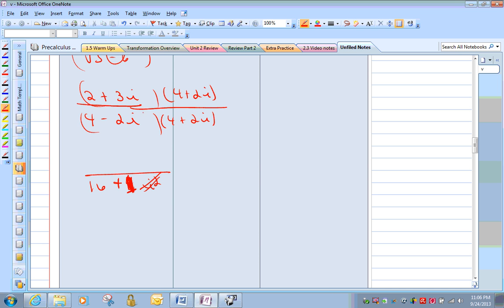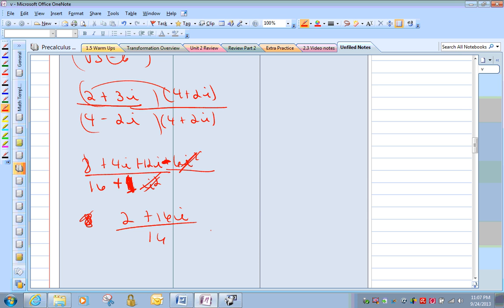Now, back at the top, we would have to FOIL. 2 times 4 is 8, and 2 times 2i is positive 4i. And then 3i times 4 is positive 12i. And 3i times positive 2i is a positive 6i squared. But immediately, that i squared is going to become a negative 1, so this whole thing becomes a big negative. So let's rewrite that. We have 8, and then the negative 6, so that's 2. And we have a 4i and a 12i, that's 16i, so plus 16i all over 20.